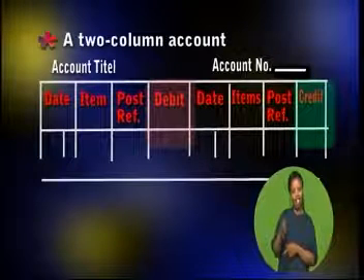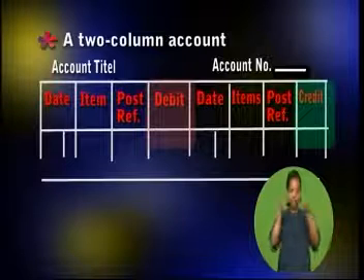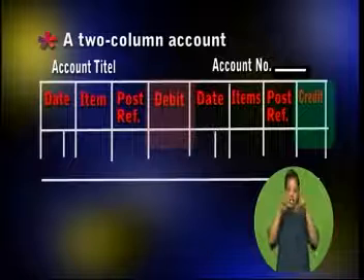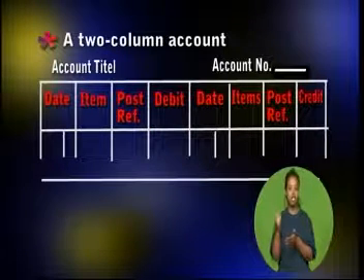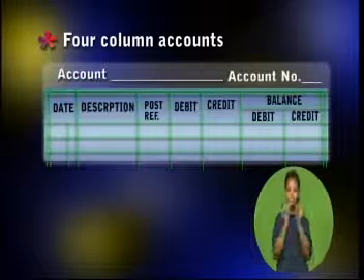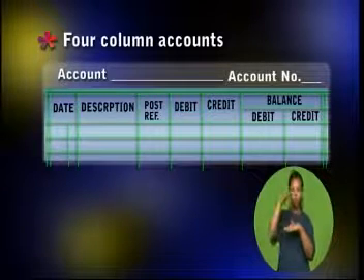The amount column on the left-hand side has the heading debit. The amount column on the right-hand side has the heading credit. The headings of all the other columns are the same on each side of an account. Students, the other standard forms of account are four-column accounts. The account name and number must be written on the top of a ledger form.